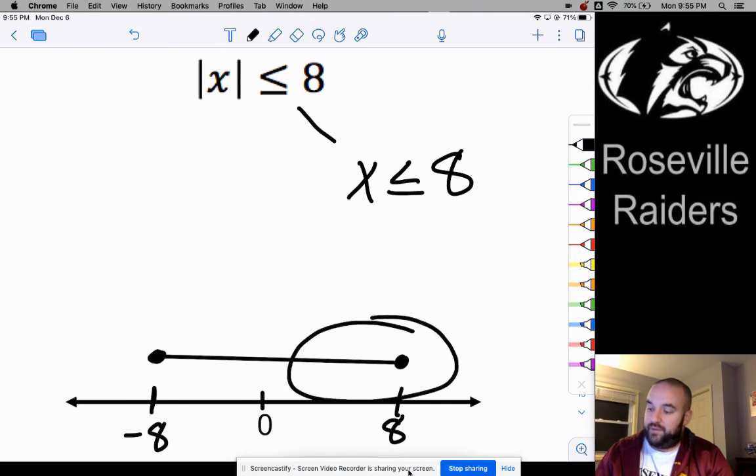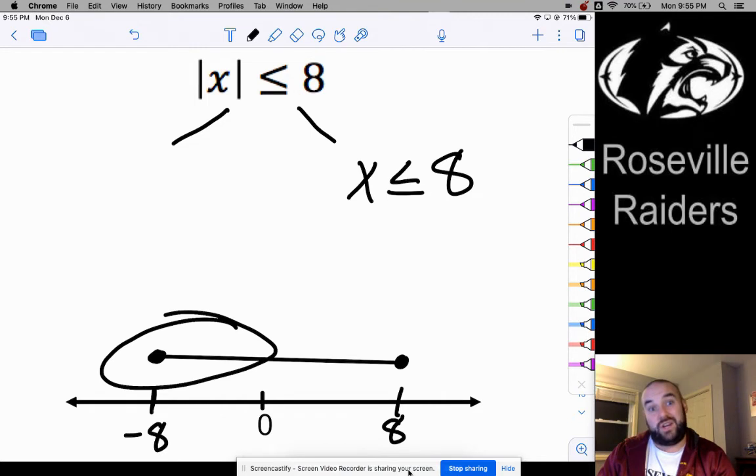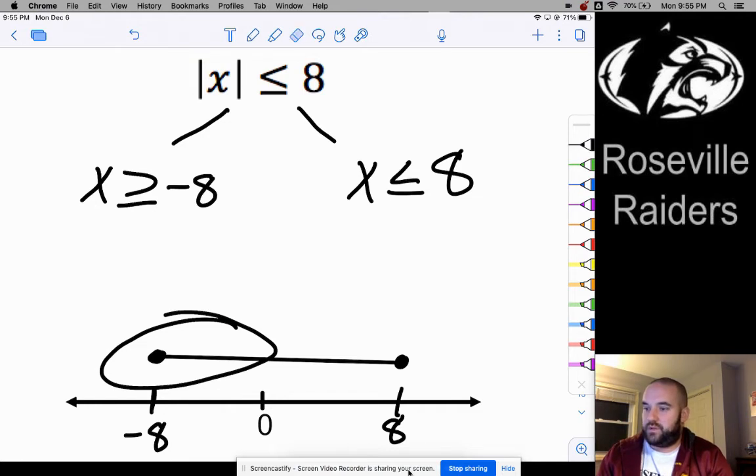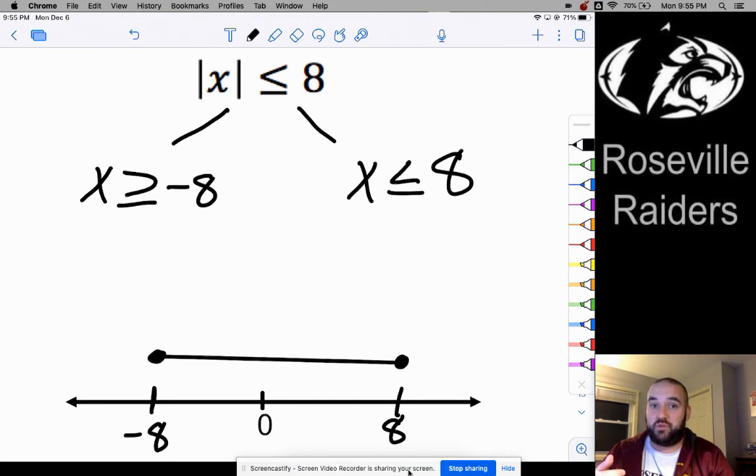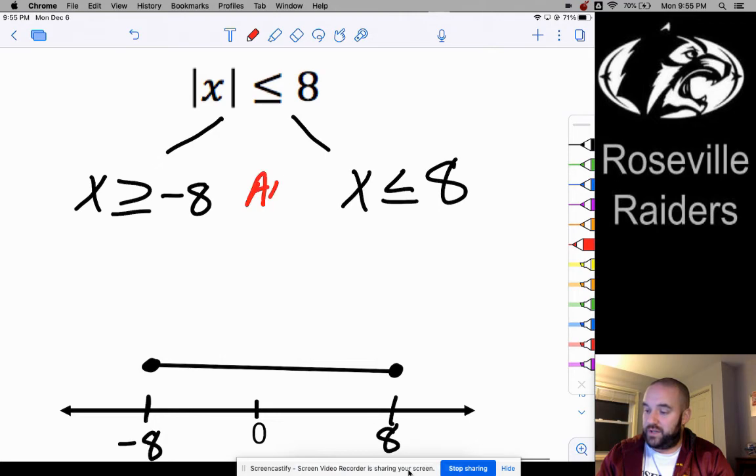So this half of the picture looks like x is less than or equal to 8, and this half of the picture is shading to the right from -8, which would be x is greater than or equal to -8. It's a lot of 8s. Now here's the thing. Both of these statements have to be true. The number you pick has to be less than or equal to 8, and it also has to be greater than -8. So instead of using the word or to connect these inequalities, we are going to use the word and.